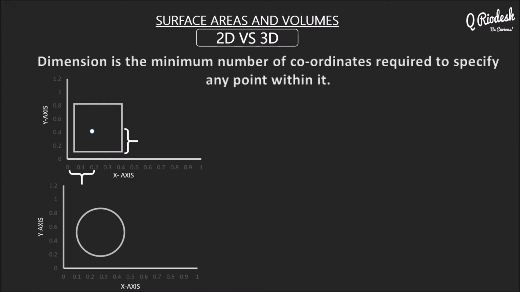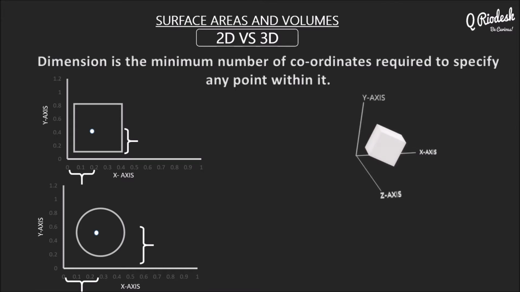Similarly, in the case of a circle, if I have to specify the white dot that's inside the circle, then I'll have to go around 0.25 units in the positive x-axis, and from there I'll have to go around 0.45 units in the positive y-axis. So here also I require at least two coordinates to specify this point that is inside the circle. That's why the dimension of a circle is 2.